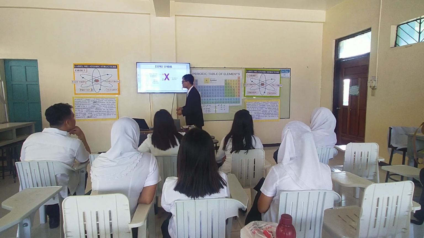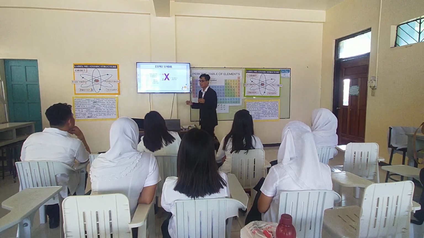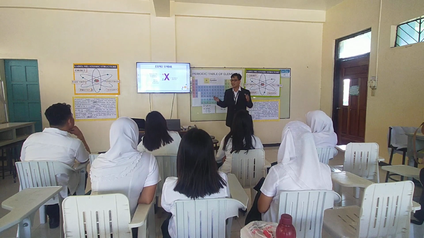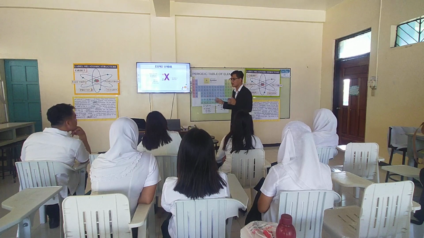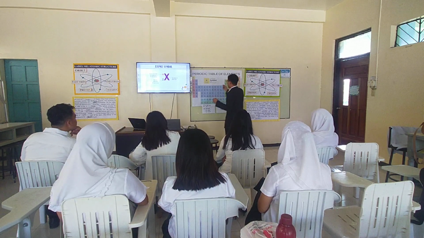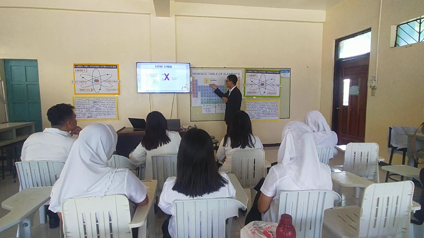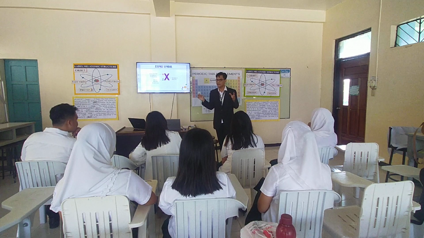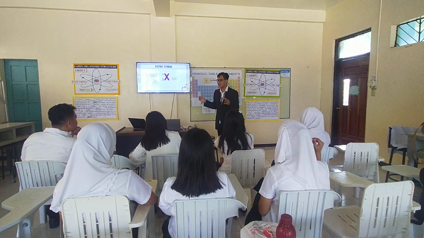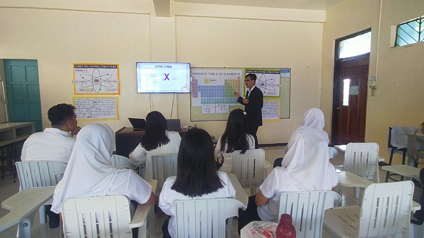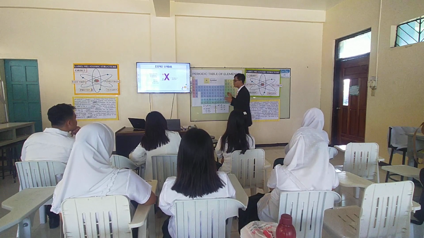So all atoms of an element contain the same number of protons in their nucleus. So this number of protons is always equal to the atomic number of an element. Meaning to say, if this particular element here in our periodic table has 5 protons in its atom, this element also has an atomic number of 5.